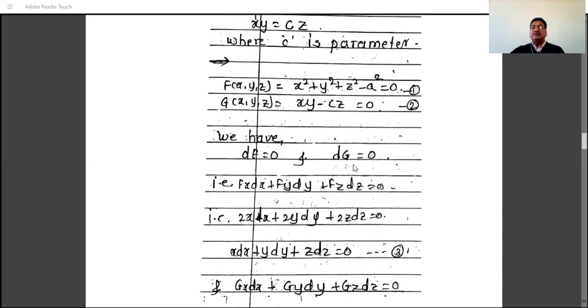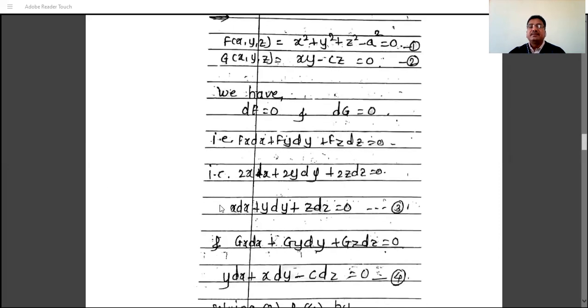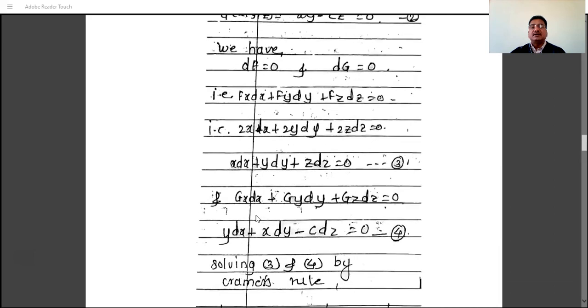Then we have dF = 0, dG = 0. That is fx dx plus fy dy plus fz dz is equal to 0. Fx, the derivative of f with respect to x, is 2x. The derivatives of y², z² and minus a² with respect to x are 0. Then fy, the derivative with respect to y, is 2y dy, plus 2z dz. If we divide by 2, then we have x dx plus y dy plus z dz is equal to 0, equation number 3.